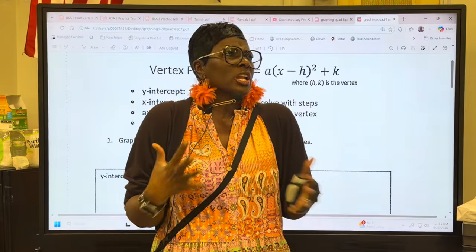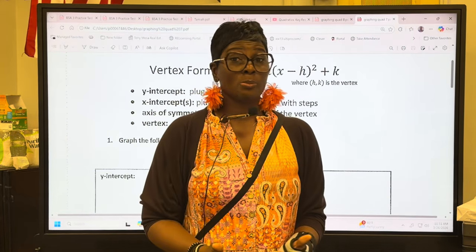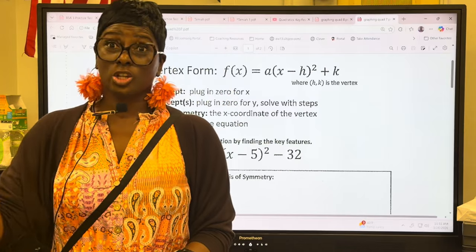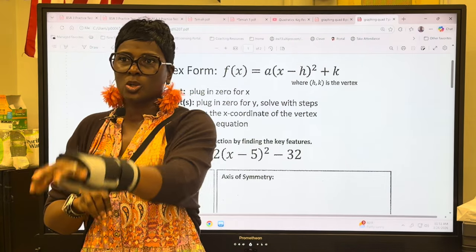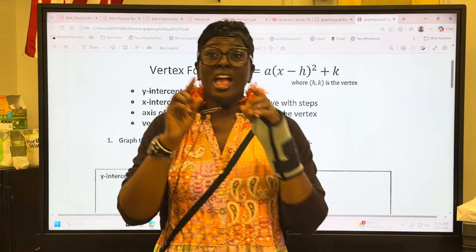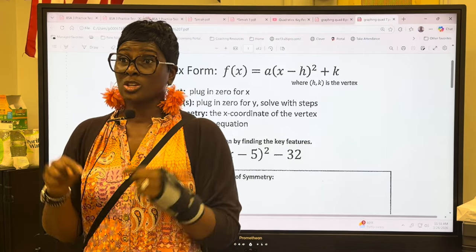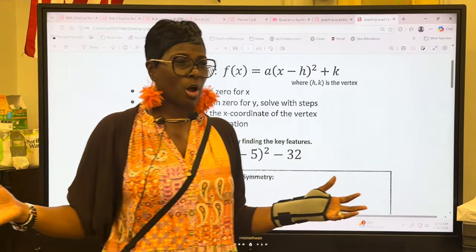So why are we looking at all 4 of these? Because the goal is that you will be able to look at a real world situation and be able to tell, is this linear? Is this quadratic? Is this absolute value? Is this exponential? And then you can find what's missing or what's unknown or solve the problem based on everything you've learned about all these functions.